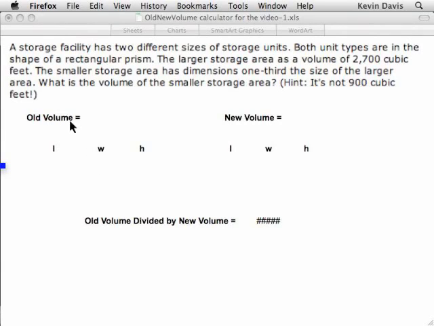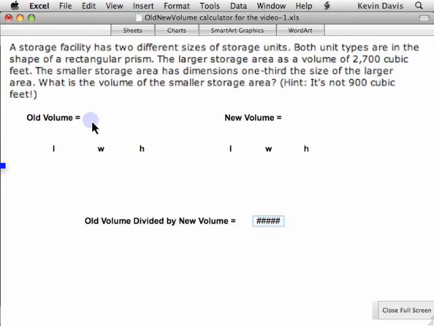So right here, I've got a section up here for the old volume. Okay, and here's the old length, width, and height. Here's where the new volume will be calculated. Here's where the new length, width, and height will also be calculated. That's going to be a third. Remember, that's a third of the old volume. Each dimension is a third of the original dimensions.